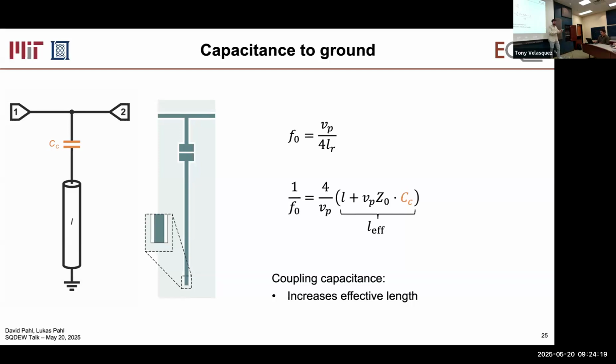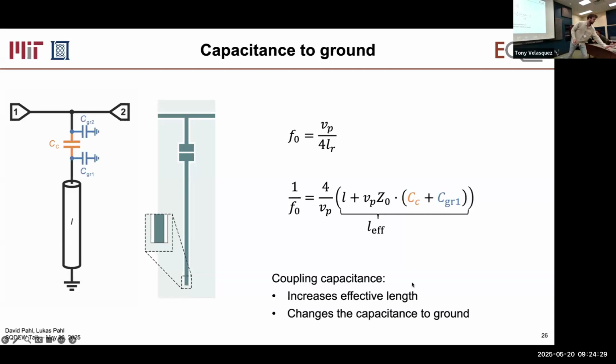And in fact, this also is a good segue into how we actually model the capacitance. So in reality, we're getting a little more exact here, these capacitances also add effective capacitances to ground at the terminations here. Okay, and we'll see that it's really important to include these. And just like CC, the coupling capacitance, it contributes to your effective length. It also increases the effective length of your resonator.